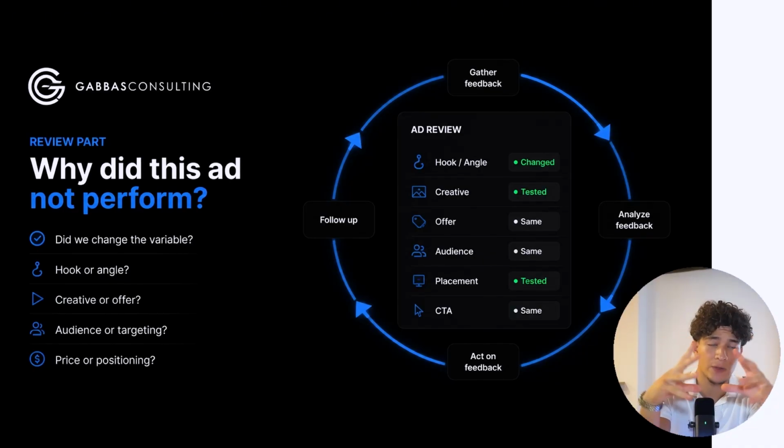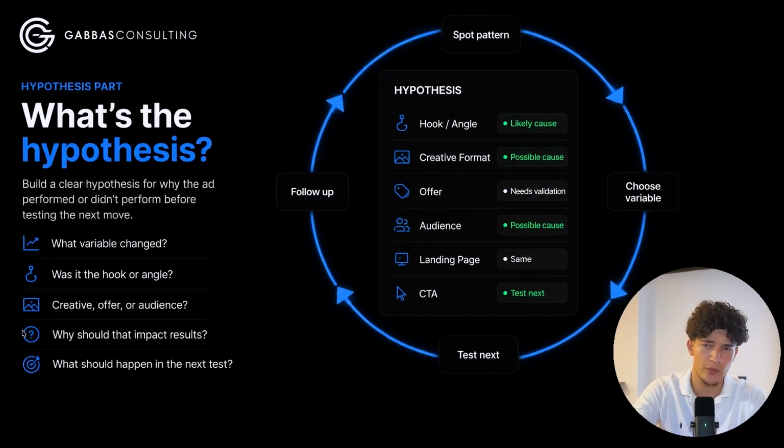And so after you've done this review part, you should come out with exactly what you tested and if it performed better or not. And then you have the hypothesis. The hypothesis part is actually what it takes to know what you do in your next ads so that they actually win. How can you make sure that the hypothesis actually gets you results?